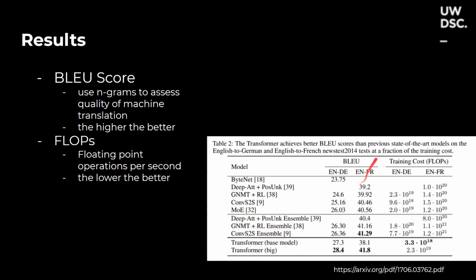We can also look at the FLOPs. FLOPs is just how much it costs to train, how much work it does, how much effort it takes to train. So the lower it is, the better. And we can see that transformers actually use a lot fewer operations than other models would take to train. And that's actually very good news because you're using fewer resources to produce a better result, basically.